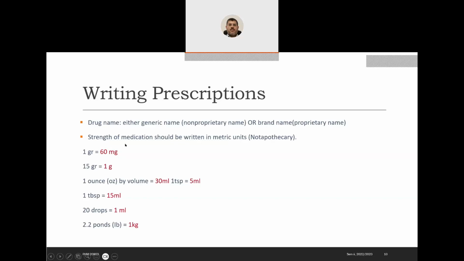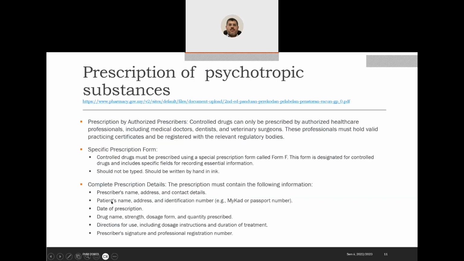Strength of medication should usually be written in metric units, not apothecary. Sorry, this is 2 words, not apothecary. Okay. So we usually use milligrams. Don't use grain, ounce, and so on. So we usually use, for example, 60 milligram, gram, ml. Okay. Still, you can use tablespoonful and teaspoonful. You should know about them. A tablespoonful is 15 ml. A teaspoonful is 5 ml.